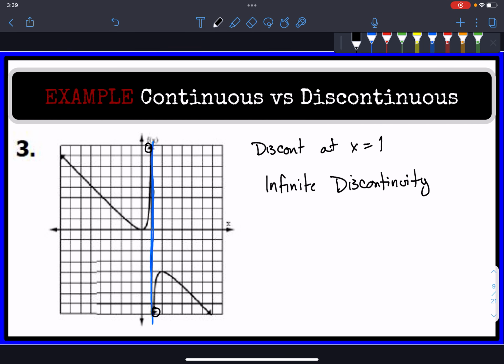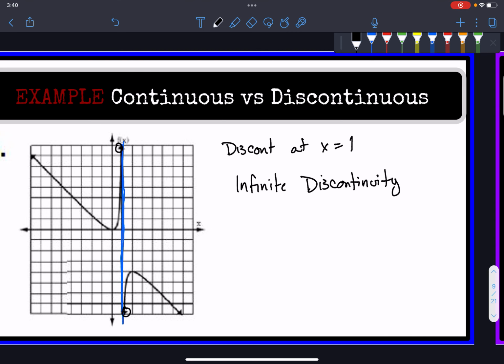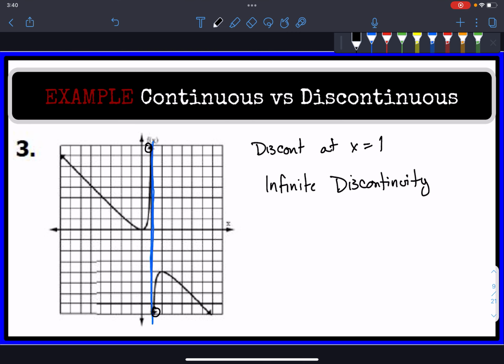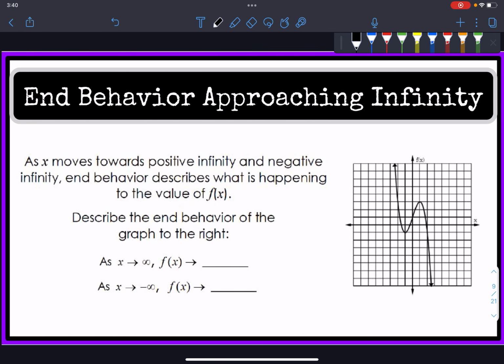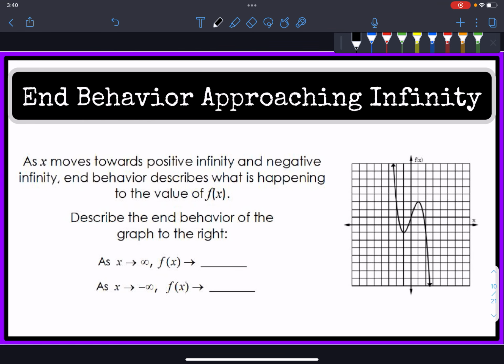And that's again the difference between a continuous and discontinuous function. Now the second part of this video and in this lesson is describing the end behaviors of a function. How do the ends of the graph behave? Meaning, how is the graph behaving as we get values of x to become very, very small, or we plug in values of x that are very, very big? What is the y value approaching?